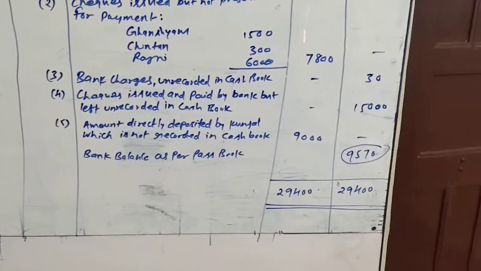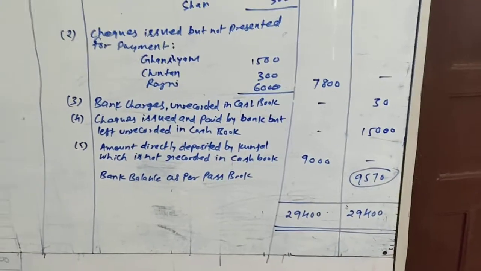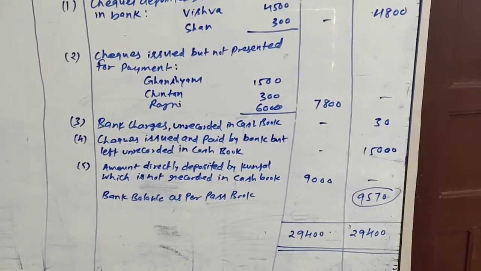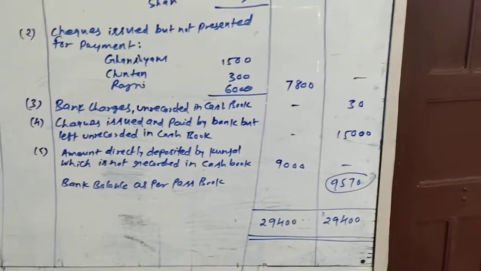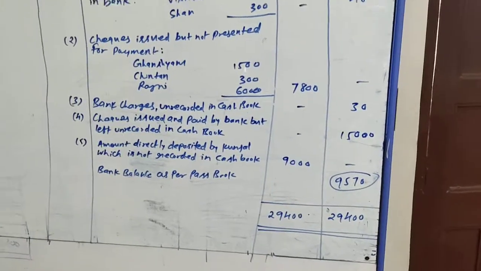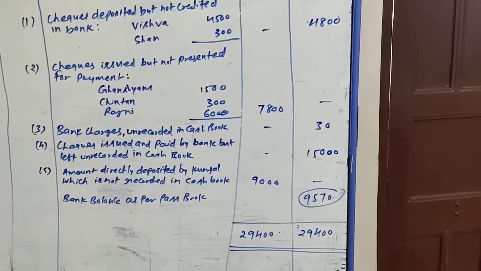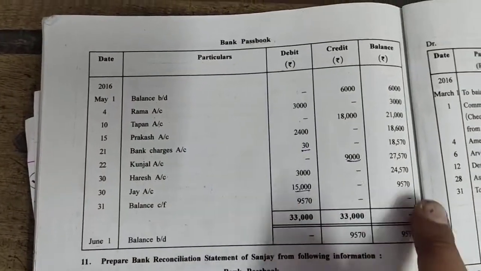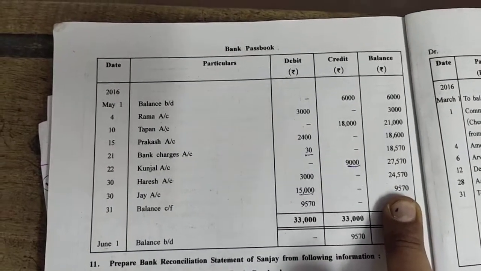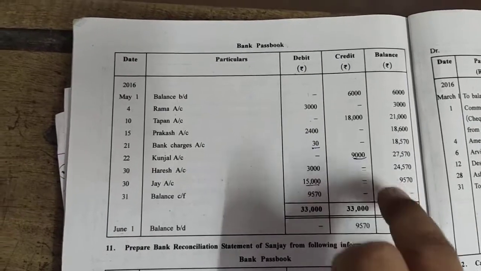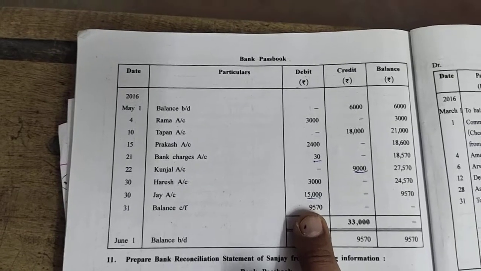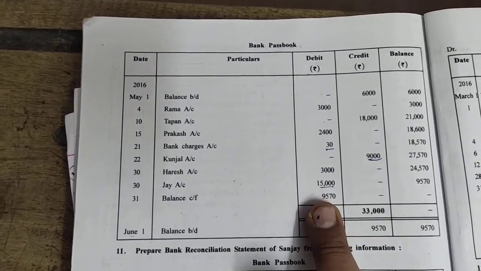Now friends, the good thing about this sum is that you can verify your answer from the book itself, right? You have started with cash book and you have got the balance of passbook 9,570. From the sum itself you can find out whether your answer is correct or not. So here as we can see, as per passbook the balance is 9,570, and that balance is a credit balance. Which balance is it? Credit balance. Balance is given at the debit side, that means it is a credit balance.